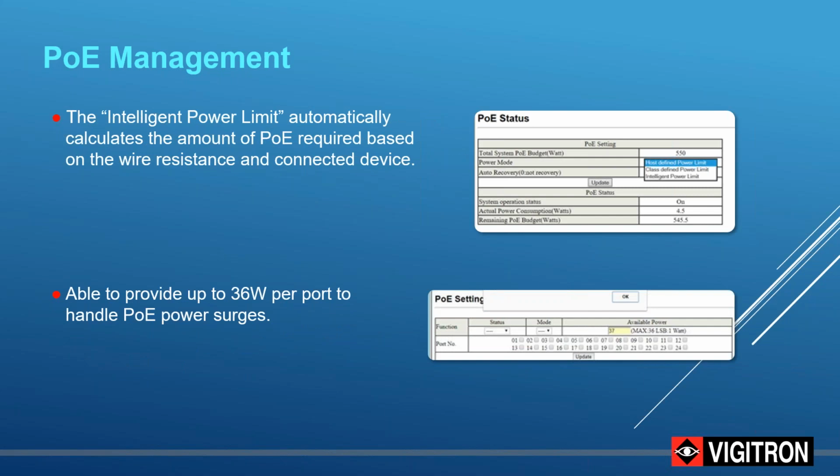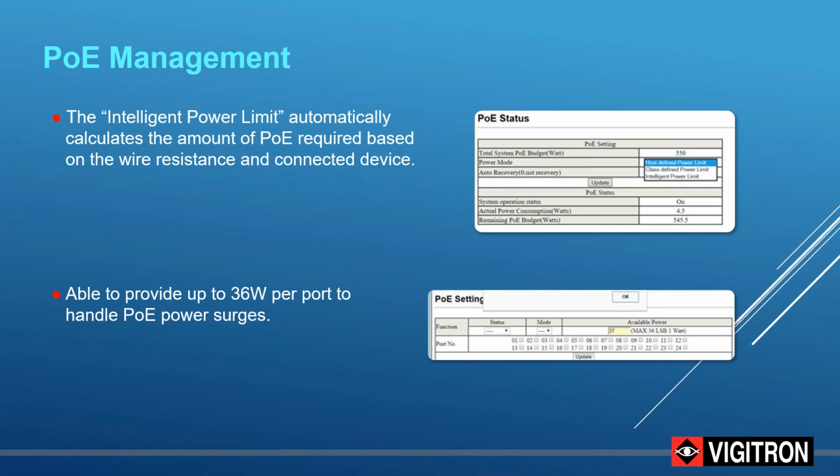At Vigitron, we strive to constantly improve our products and make them simpler to operate, while continuing to test and verify the operations of the network itself. So we have additional features in some of our later designs. I'll explain what intelligent power limit is.